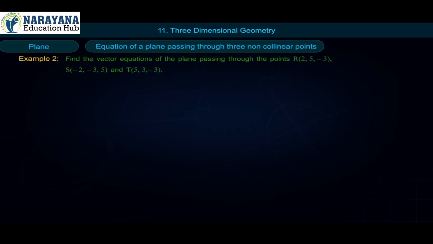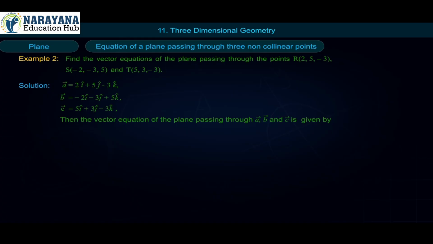Example 2. Find the vector equation of the plane passing through the points R(2, 5, −3), S(−2, −3, 5) and T(5, 3, −3). Solution. Let vector a = 2î + 5ĵ − 3k̂, vector b = −2î − 3ĵ + 5k̂, vector c = 5î + 3ĵ − 3k̂.